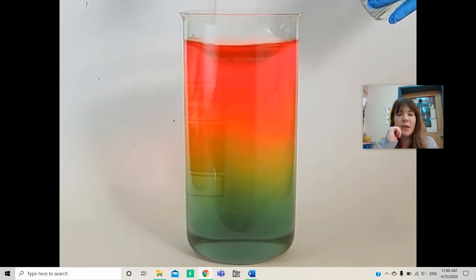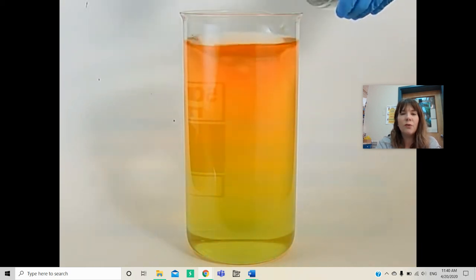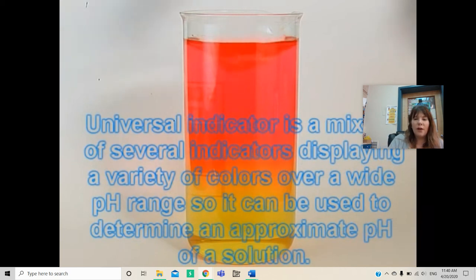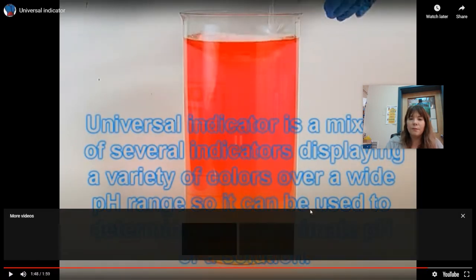So now you can see that we have taken it from that base of 14 and we've brought it down to a neutralized color, okay? Universal indicator, all right? So you can now see that the pH has changed. The red color is going to be more acidic. The yellow color is going to be more of a neutral color.